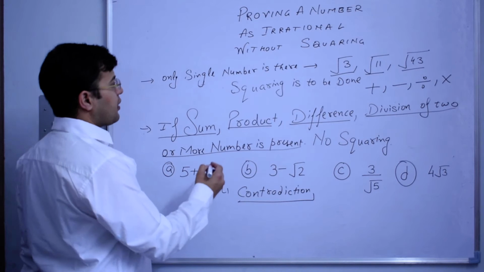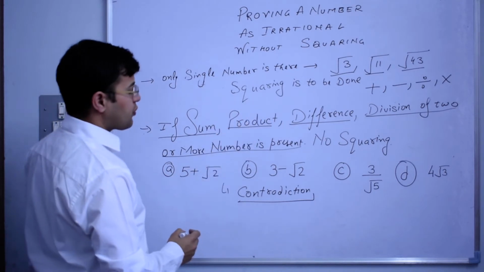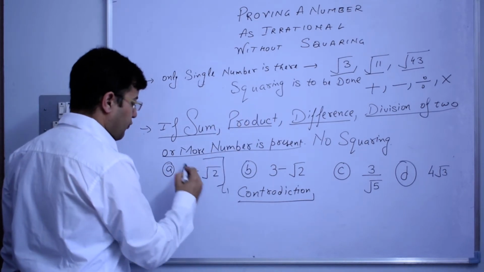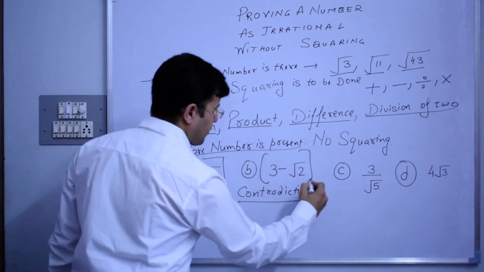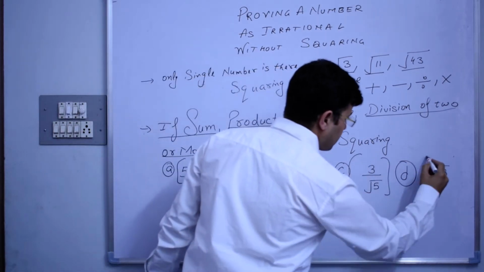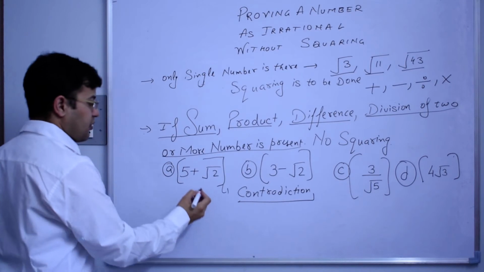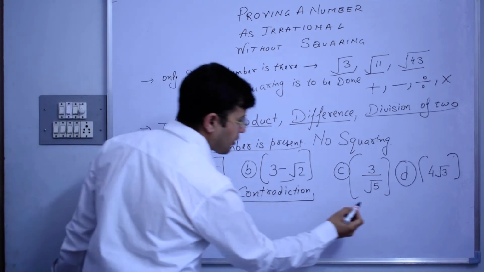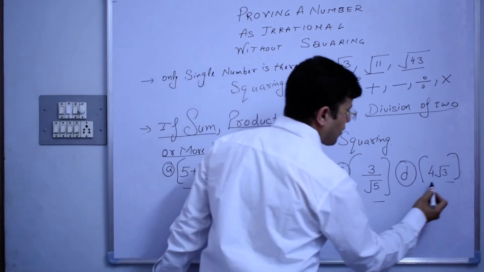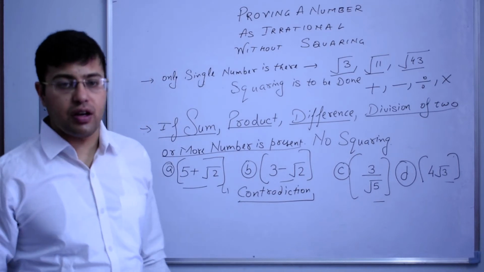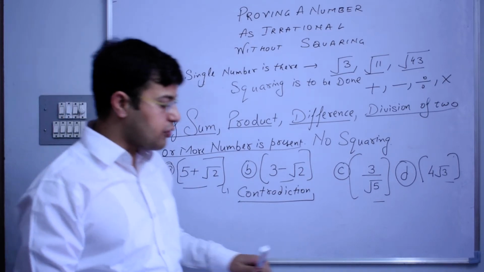So if there was a single number, we could have used squaring, but in this method we won't use squaring. There will be a different method. So these are the examples: when there is a sum, a difference, a division, and a number which is being multiplied by an irrational number. Let's see how we are going to prove them.